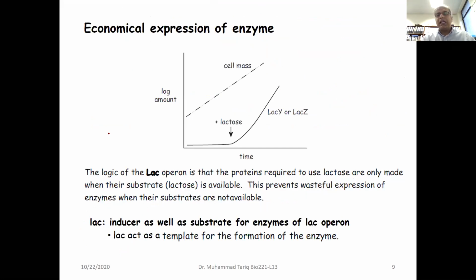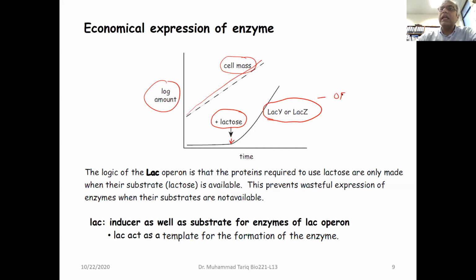Now, they were understanding this utilization of lactose by bacteria, and it was known that bacteria grows happily in the absence of lactose. You see the growth of bacteria, the cell mass or number of bacteria, is exponentially growing. But the lac operon, or utilization of lactose, only takes place when you add lactose in the media. Now you see activation of LAC-Z and LAC-Y. Before this, the whole lac operon is existing in the off state.